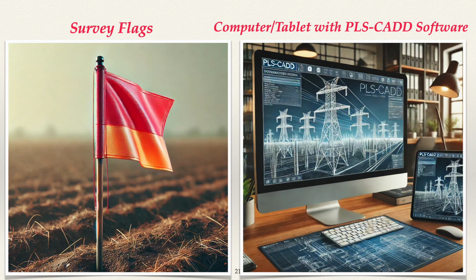Computer or tablet with PLS-CAD software. The purpose: computers or tablets with PLS-CAD software are used to process survey data and generate transmission line profiles and designs. And the functions: it stores and analyzes survey data, generates tower profiles, alignment sheets, and conductor sag calculations, and helps ensure that survey data is aligned with the transmission line design criteria. It's used for analyzing data from the survey and generating design outputs for approval by the consultant engineer.